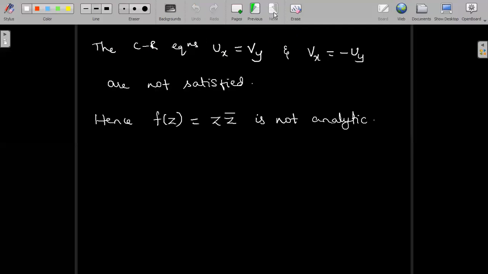So this is how we do problems on the type 1 category. Type 1 category was to find the derivative of the analytic function. Hope you have understood these problems.